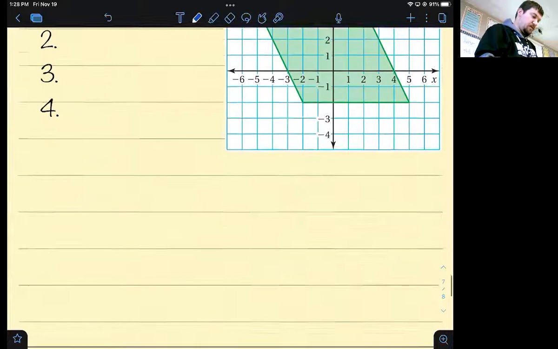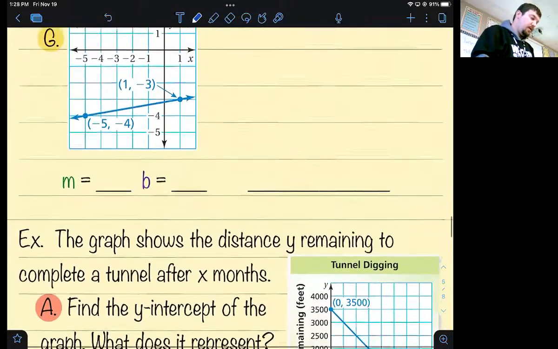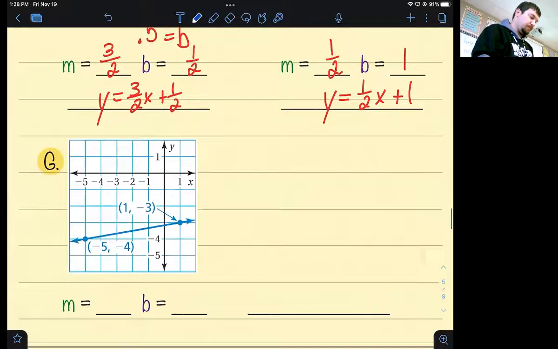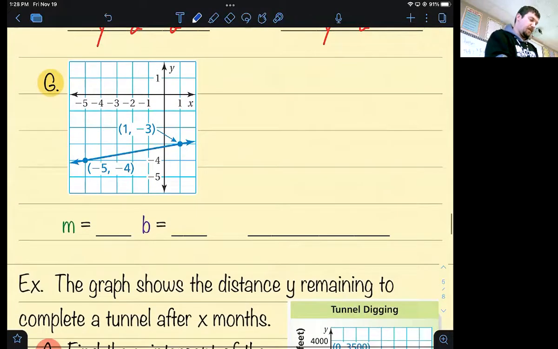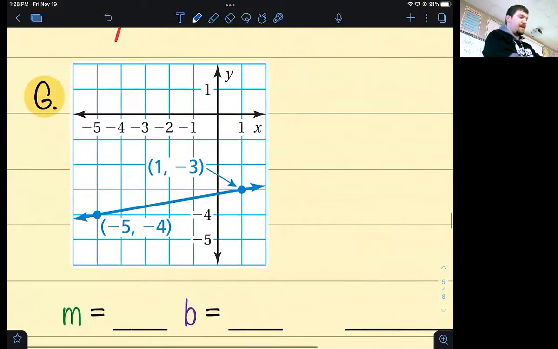Holy smokes. There's still a lot. Let's do all those that we can't get to. All right, maybe. Example G. Got to find the slope. What's the slope of this line?